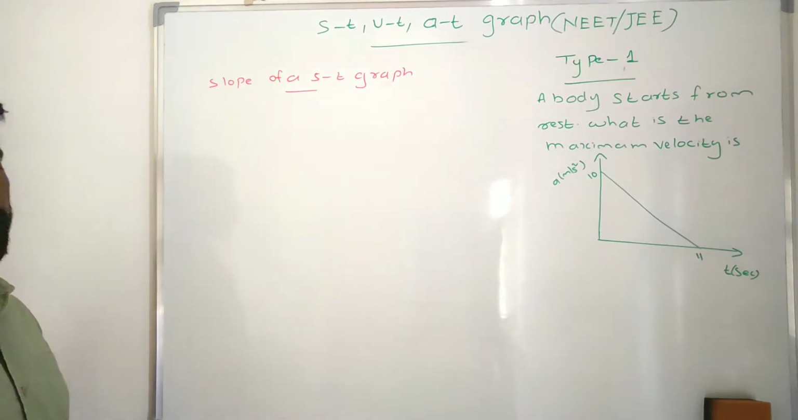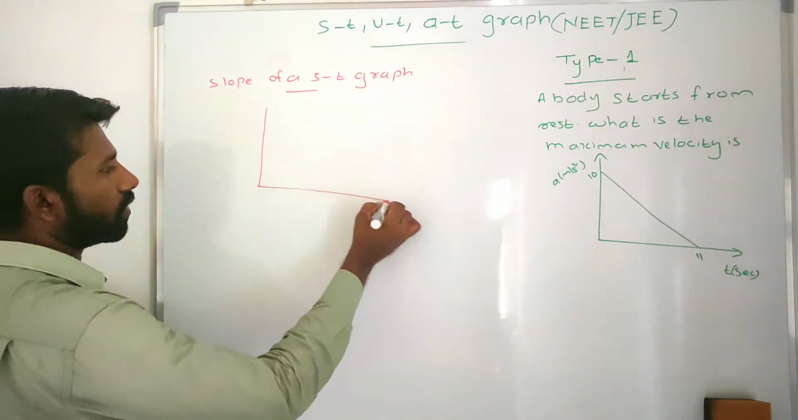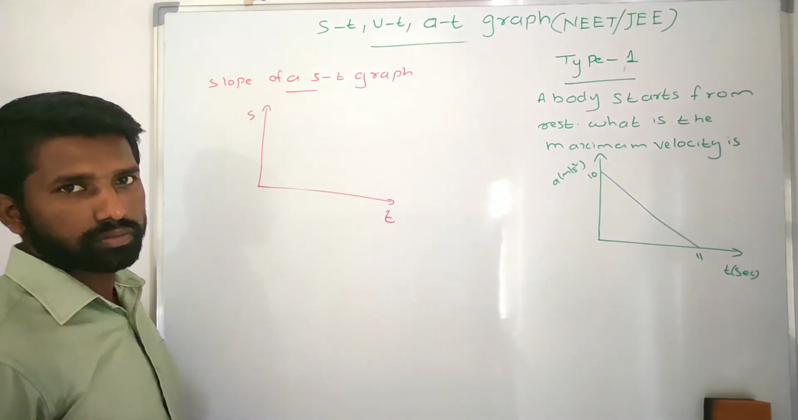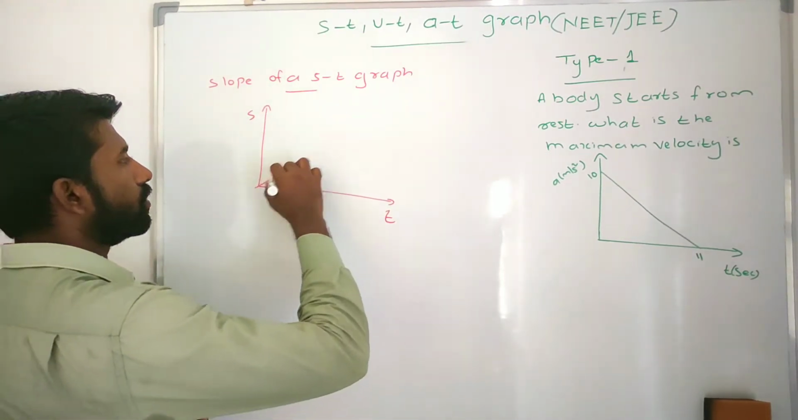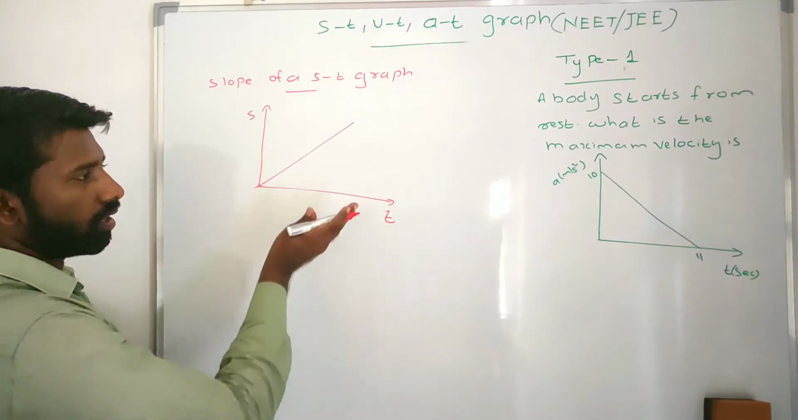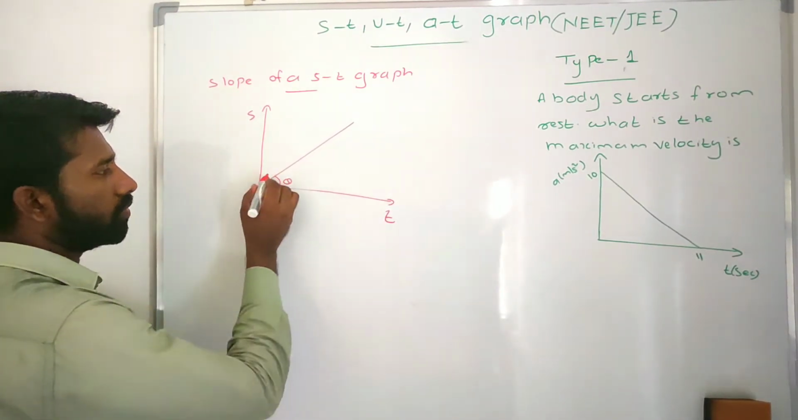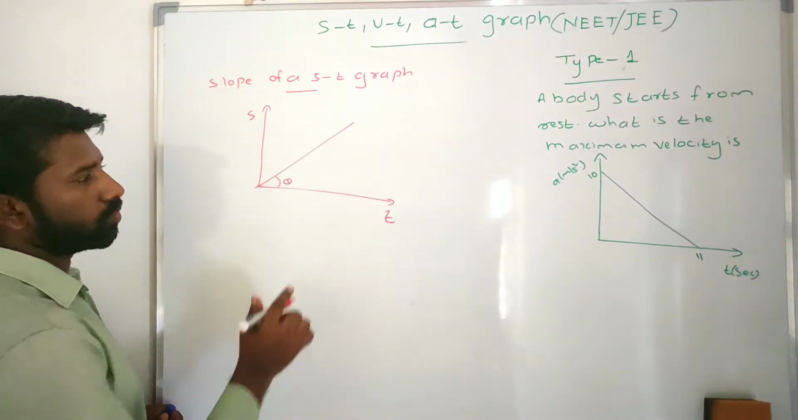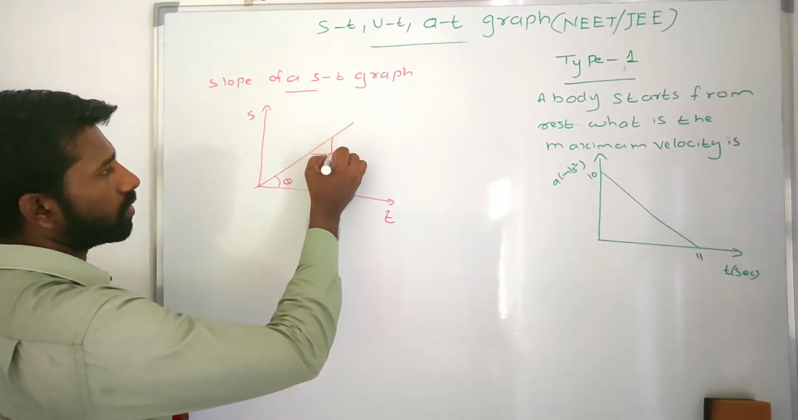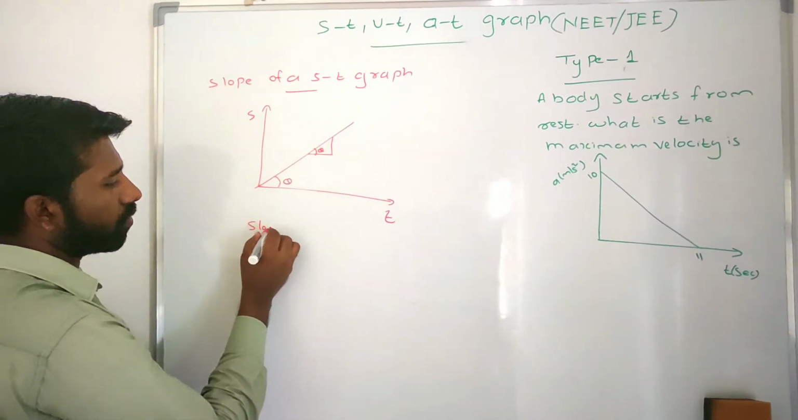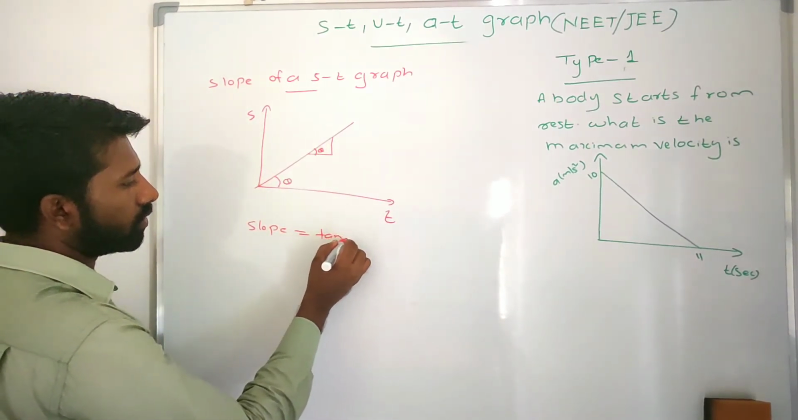Slope of a position-time graph. I am taking a position-time graph for uniform motion. For uniform motion, the graph is a straight line inclined to the time axis. So what is meant by slope? This is the angle of inclination theta. Slope is equal to tan theta.